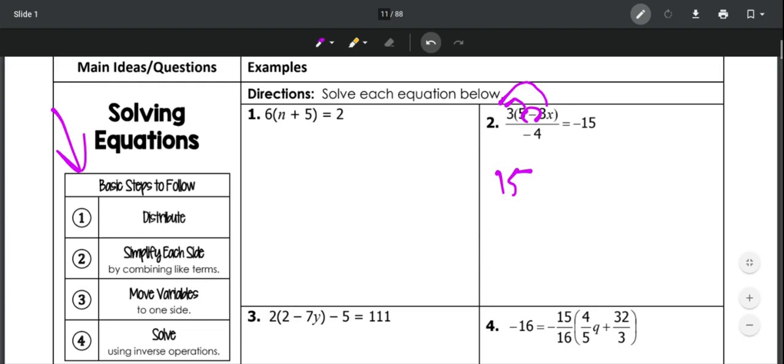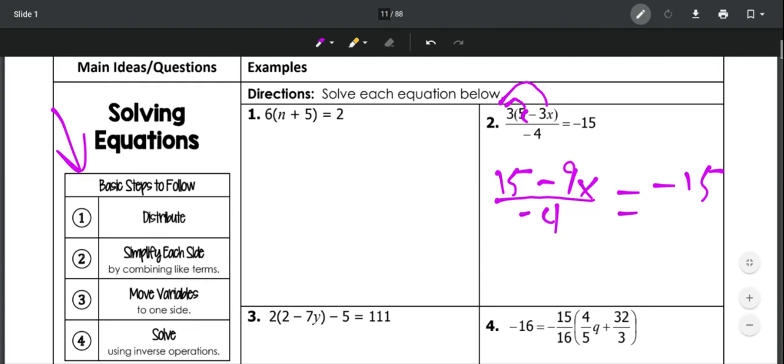Now we have a minus sign right there, so make sure that you pay attention to your signs. That's going to be 3 times a negative 3x, which is going to be a minus 9x. This piece stays. We didn't do anything with it, so it can't go anywhere. It stays there. Equals negative 15. Same for that.